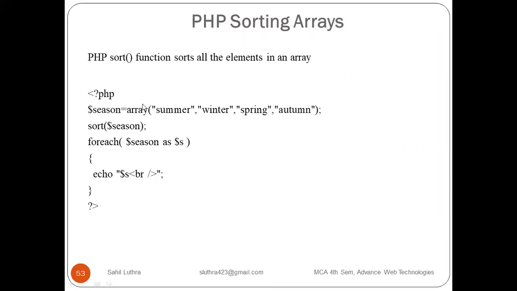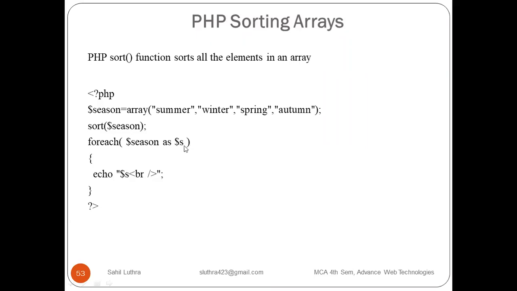After that, we are creating an array, and these are the values which we pass: summer, winter, spring, autumn, and at last we close the array with a semicolon. After that, we use the sort function, sort, and the name of the variable, which is $season, then a semicolon. Now we are going to use a foreach loop. So here we write foreach, and after that $season as $s. This is how we can use our foreach loop.